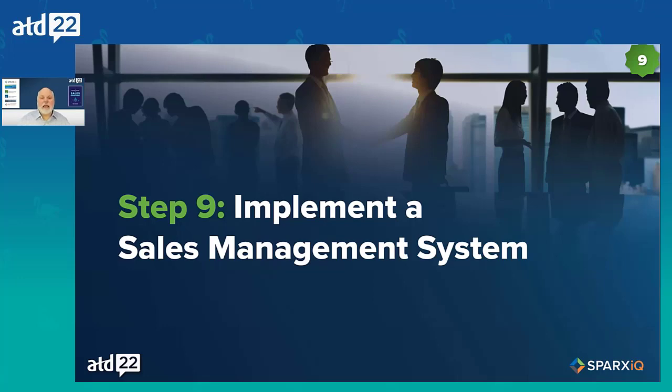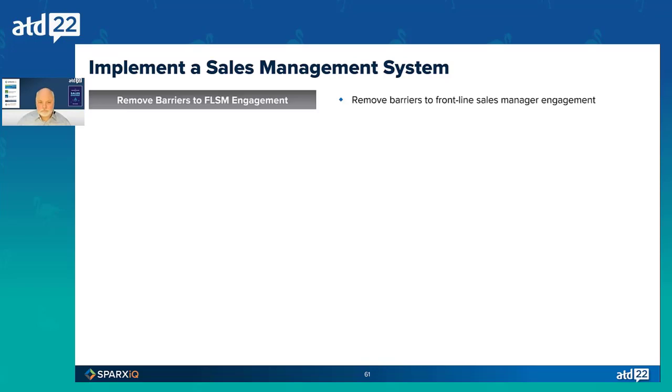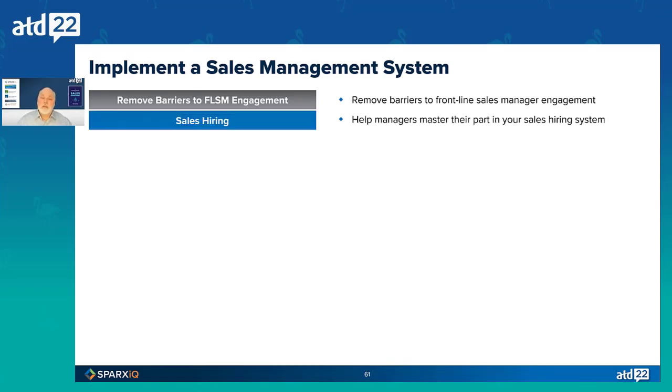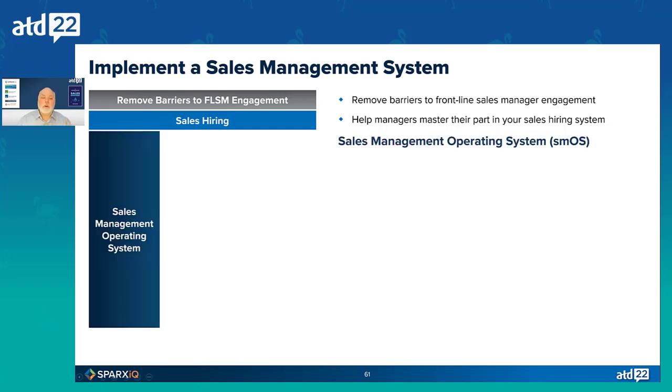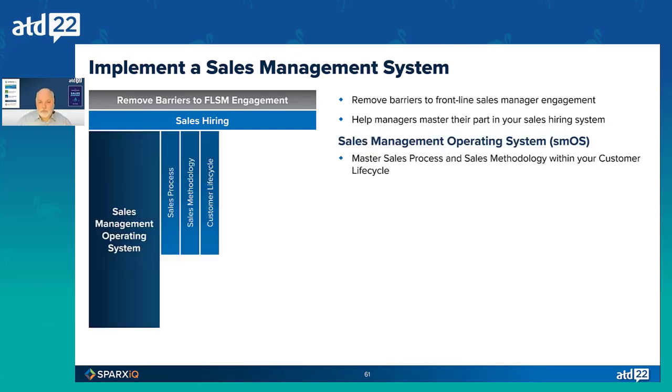Step 9, we're nearing the end. Implementing a sales management system. This is so key. First step, getting barriers out of the way that prevent managers from spending time with their reps. We often throw so much on managers that they don't have the time to spend developing their teams. It's their primary responsibility. So let's get out of the sales prevention business. Then managers need to understand your sales hiring process. That's important. And then you want to get into a sales management operating system.